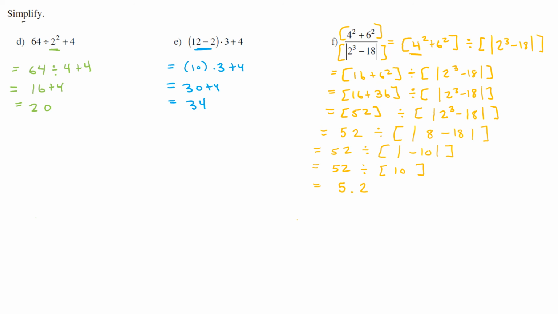So again, anytime we're doing these multiple operations and we want to simplify, we've got to take it step by step, right? Work your way through each bracket. Start with the first bracket on the left, then move to the bracket on the right. Simplify as much as possible, and then that'll let us come to a final step like we saw where we had 52 divided by 10, and then we do that last simplification at that point.